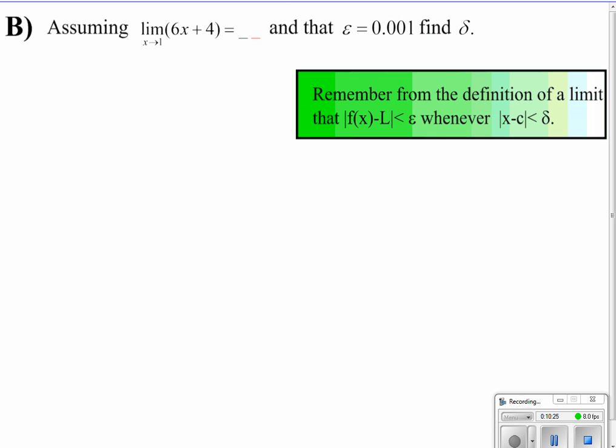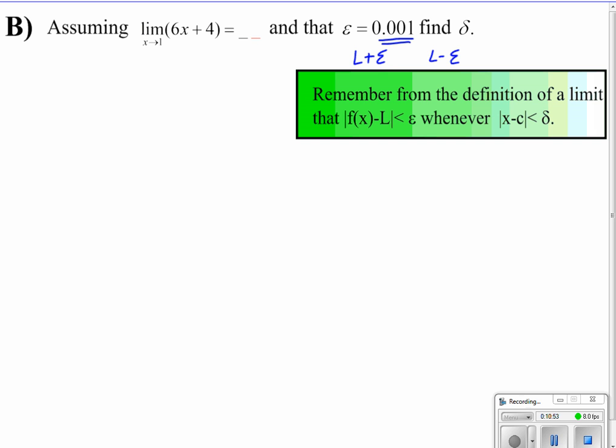Try another problem. Assuming the limit of 6x minus 4 equals something, and we've got x approaching 1. We also know that epsilon is set at 0.001. So we want to be fairly tight to L, don't we? We want to be at L plus epsilon or L minus epsilon, and this doesn't give us a whole lot of leeway, a thousandth, right?